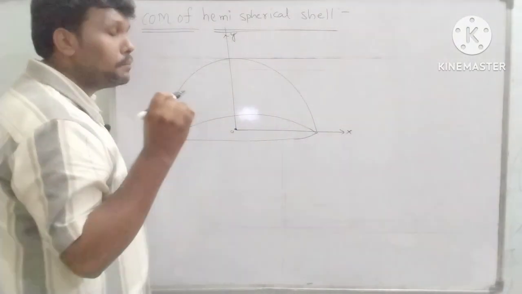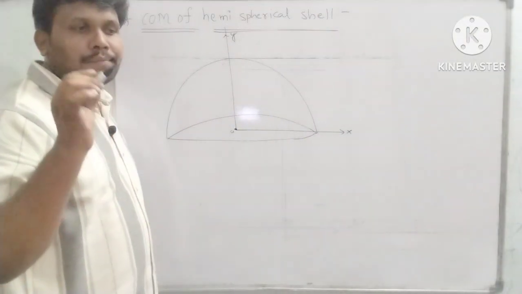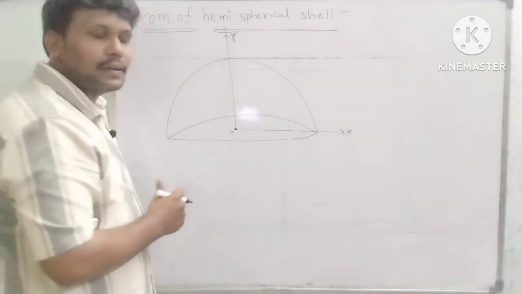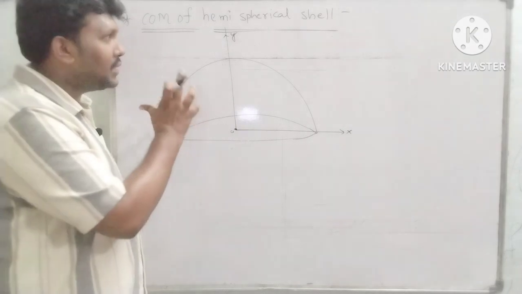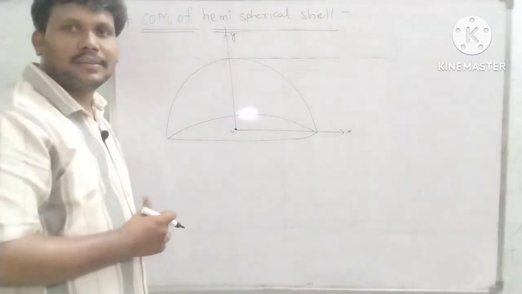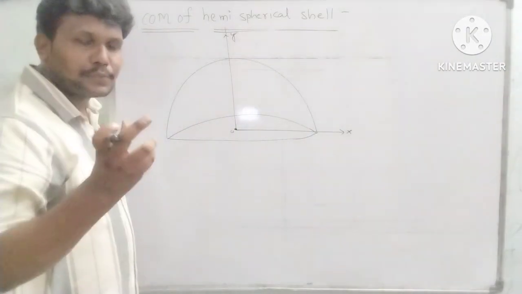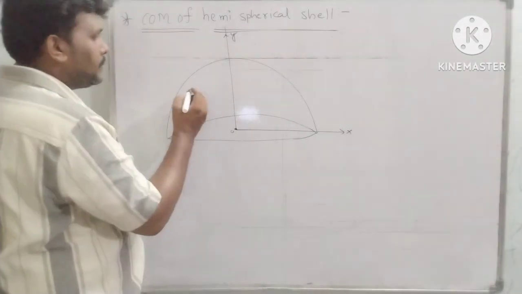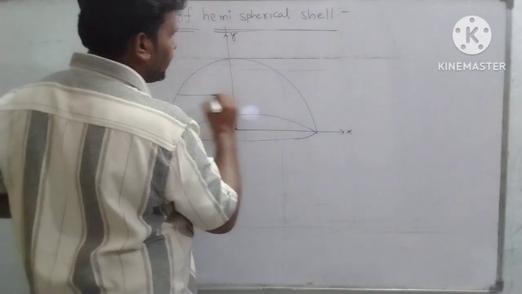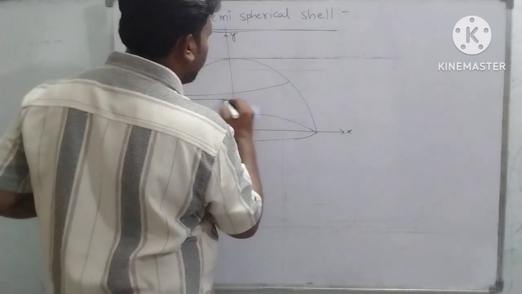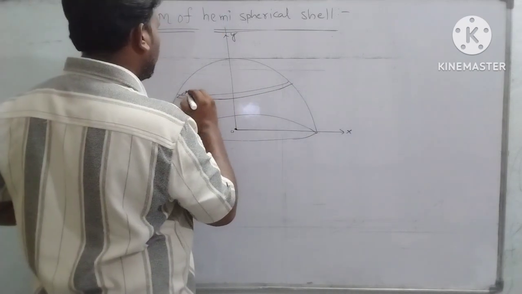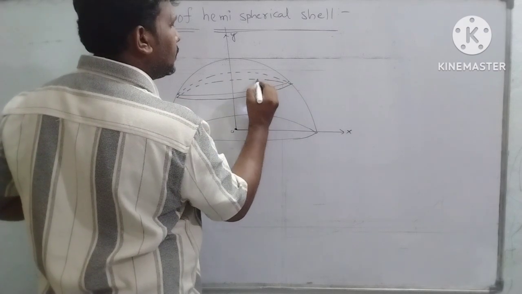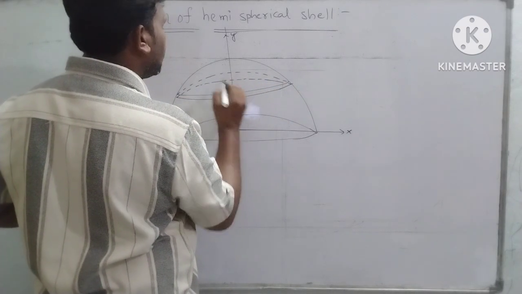That small elemental mass should be a ring, not a disc. This is not a solid hemisphere. This is actually a hollow hemispherical shell. So whenever you take a hollow hemispherical shell, from that you can get only a ring. Okay, clear? I am taking the elemental mass as a ring. This is the small elemental mass of the ring. So this is the shape of the ring.